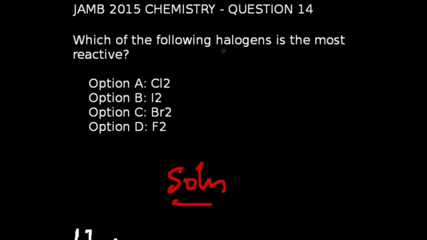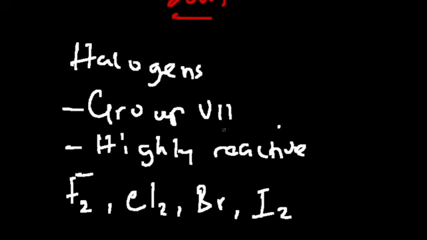Question 14, JAM 2015 chemistry exams. Which of the following halogens is the most reactive? Before we pick an answer from these options given to us, let us quickly look at halogens. These are elements found in group 7 of the periodic table, and these elements are highly reactive. They include fluorine, chlorine, bromine, and iodine.